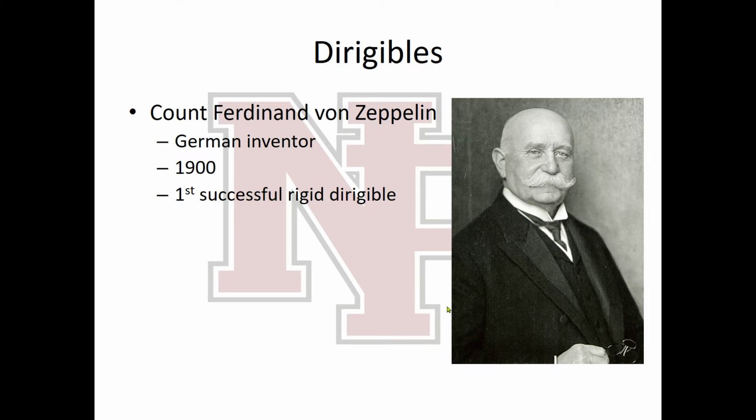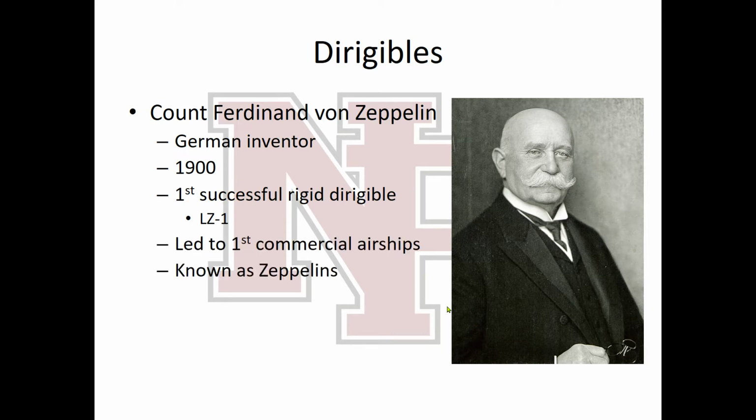And the first rigid dirigible was the LZ1. And the LZ1, basically just like that previous page, looked very similar to that. It led to the first commercial airship. And these were known as Zeppelins, which makes sense for Count Ferdinand von Zeppelin. And they became known for commercial airships because they were very luxurious.